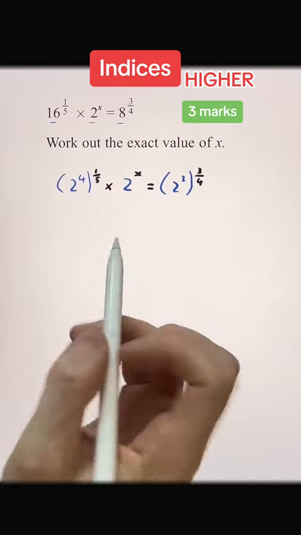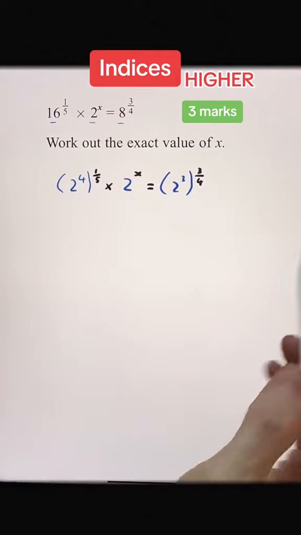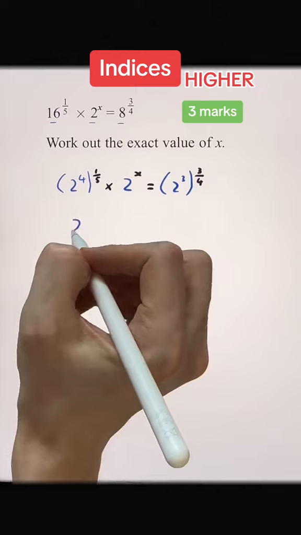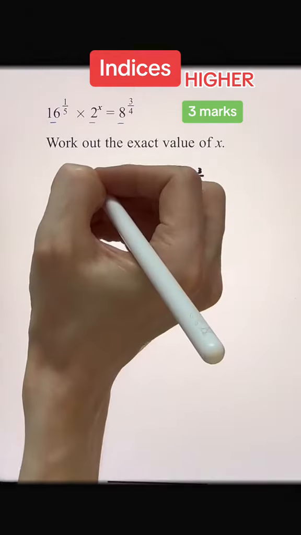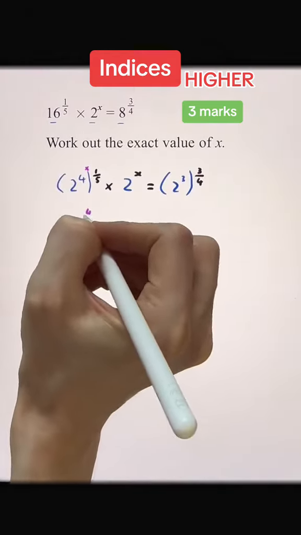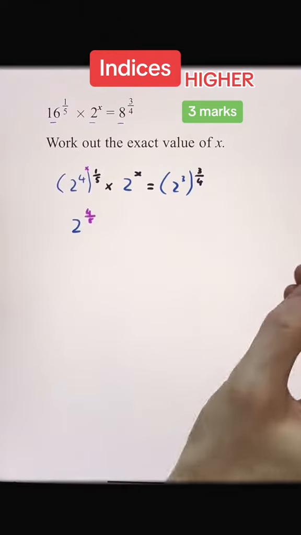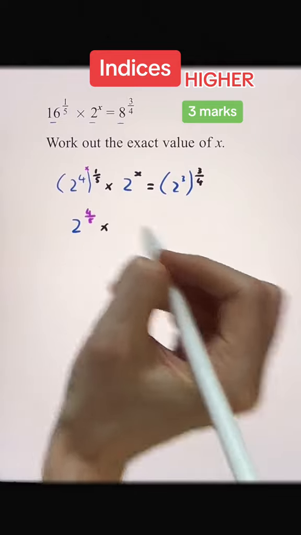Applying our laws of indices now, when we've got a power raised to a power, we know we keep the base the same and we multiply our powers. In this case, 4 times a fifth will give us 4/5. We're still multiplying by 2 to the power x.